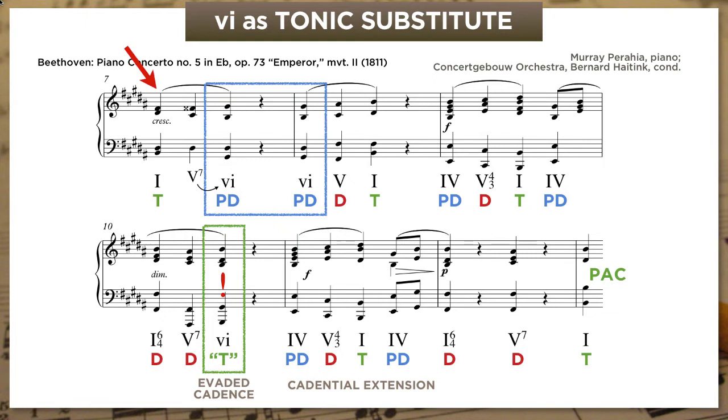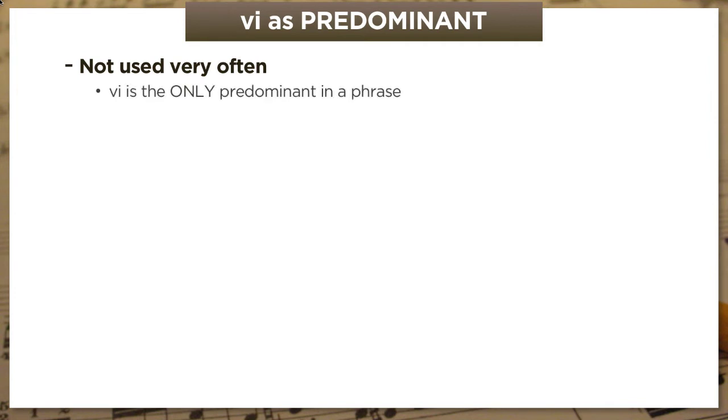And the main thing you have to know about 6 as a predominant is that it's just not used very often. We do see it, but only occasionally. And we only assign that function when 6 is the only predominant in a phrase. Let's listen to another example.